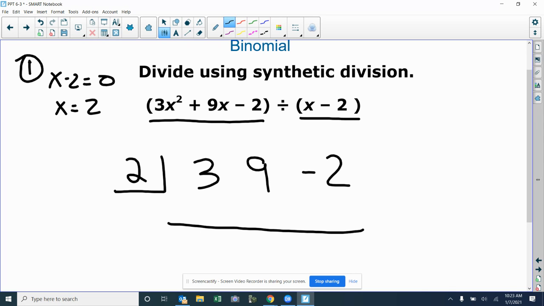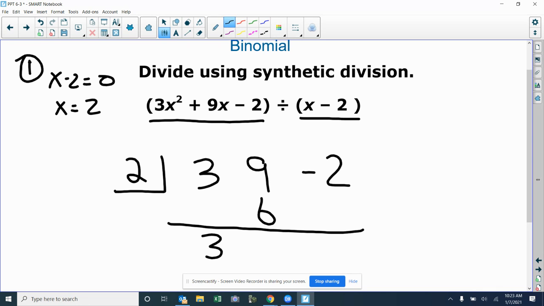So we solve for the binomial we're dividing by. Then we look and see if we're in standard form. If we're fine, we don't need any zeros. We go straight across. Now, here's the fun part. First column, bring down 3. What's 3 times 2?